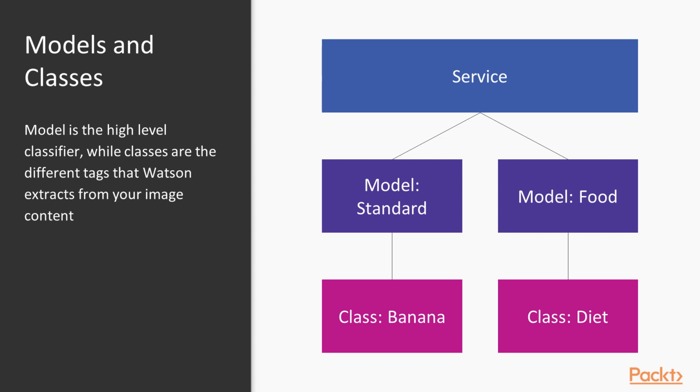But in the food model, maybe the classifier banana is not specified, but the food model is more oriented toward recognizing different kinds of foods. So for example, it will say that it's a diet food. So as you can see, you can extract different information from the same image based on the model that you are using. So Watson has a lot of tags in the pre-trained model, but also you can customize it to your own classifier, the kind of thing that you are interested in extracting from an image. So it's a very powerful service.